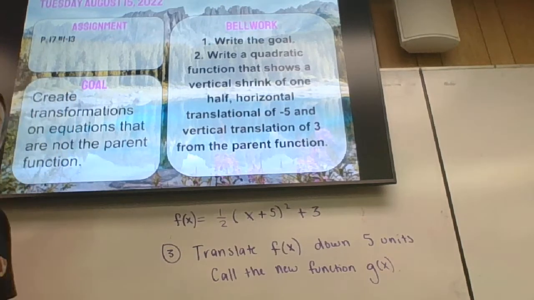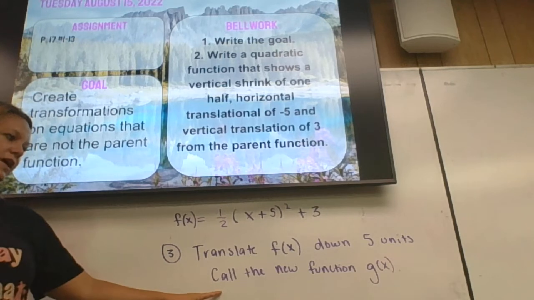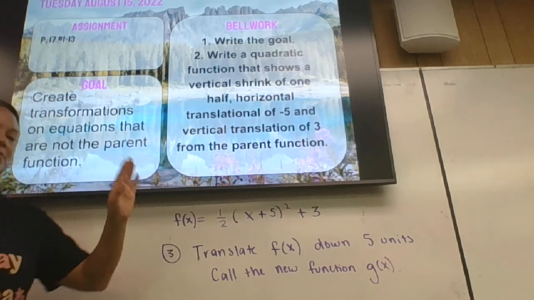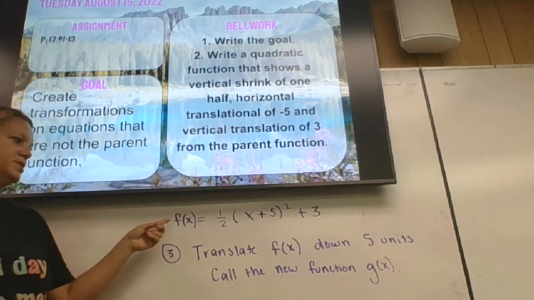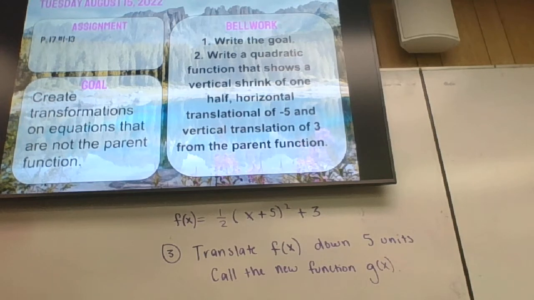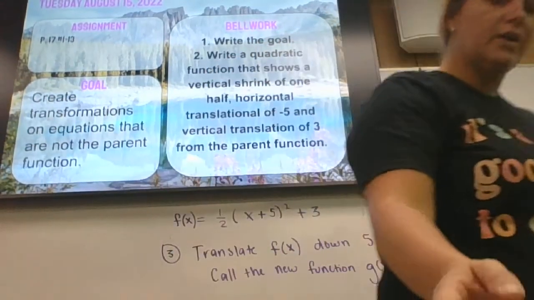All right, so this is our new challenge. I want you to translate f of x down 5 units. Call your new function g of x. So what's new about this is I'm not changing the parent function. I'm changing this one. Take this one down 5. And I'm going to write a note for you since I haven't even told you how to do this. I want you to guess, try something. You may just figure it out on your own.